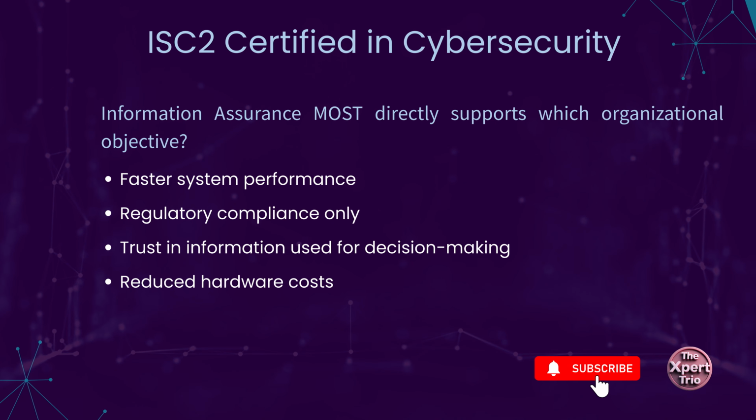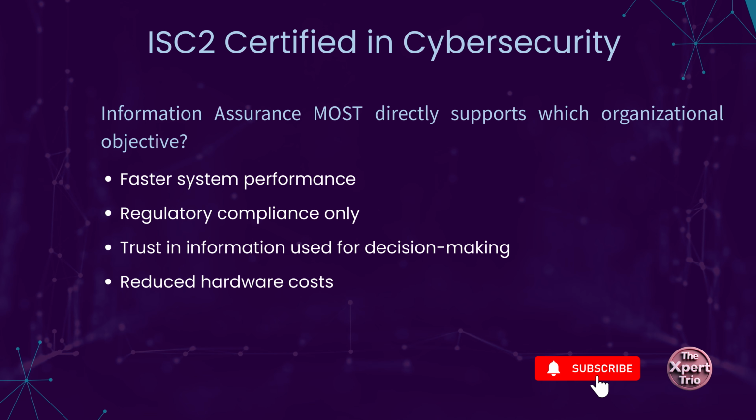Information assurance most directly supports which organizational objective? Options are faster system performance, regulatory compliance only, trust and information used for decision-making, reduced hardware costs. When we check the given options, faster system performance and reduced hardware costs are technical or financial goals, not the primary focus of information assurance.